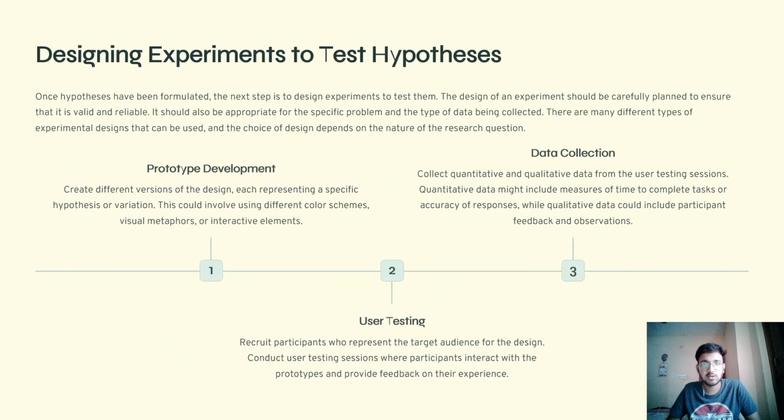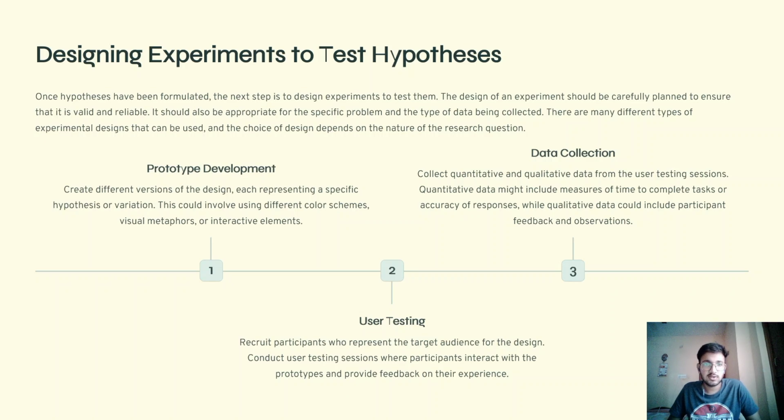Next, design experiments to test the hypothesis. We have three stages here, which are prototype development, user testing, and data collection. First, we have to design experiments to test them. The design of an experiment should be carefully planned to ensure that it is valid and reliable. It should also be appropriate for the specific problem and type of data being collected.